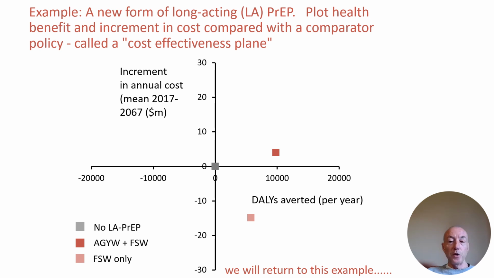And then in the red, you can see that there were nearly 10,000 DALYs averted per year, but there was a slight increase in cost. So that's above the line, the x-axis. Whilst with the pink policy, there were over 5,000 DALYs averted, but it was also a lower overall cost. So we'll come back to this example.